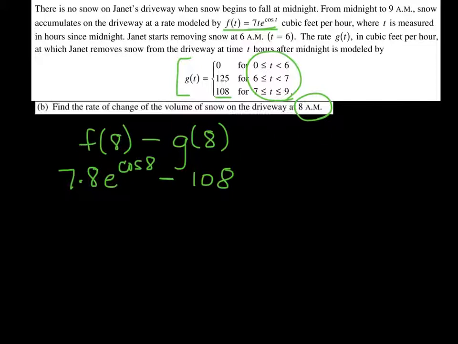Come back to me when you have an answer and see if we agree. Okay, my answer was negative 59.583. You don't need a unit of measure because they didn't ask for it. This is actually just a 1-point question. So understanding the concept that the rate at which it's accumulating, take away the rate at which she's shoveling it, and you'll have the rate of change of the volume of snow on the driveway at 8 a.m. All right, let's move on to part C.